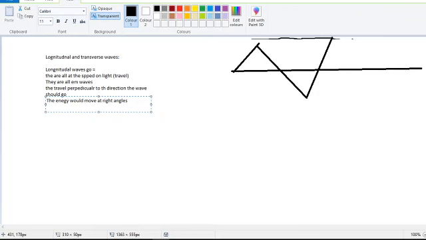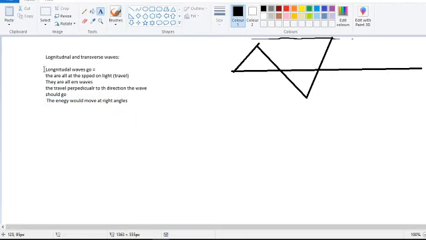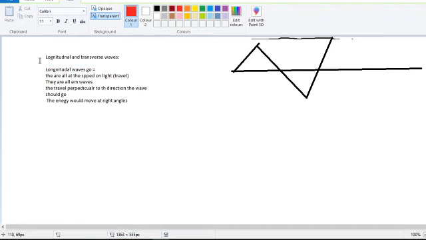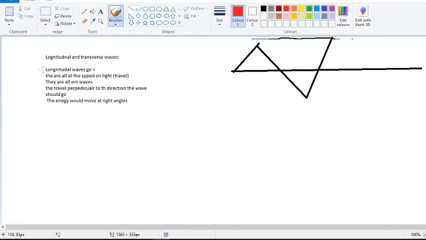And what else? Oh my god, I have messed this up so badly. This isn't longitudinal waves. This is... I'm an idiot. Hello? Testing, 1, 2, 3, 4. This is transverse waves. Oh, I'm an idiot.